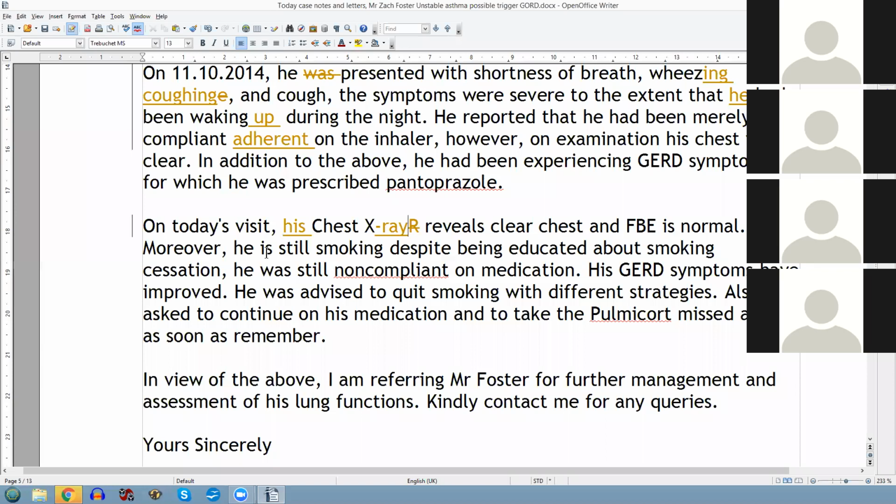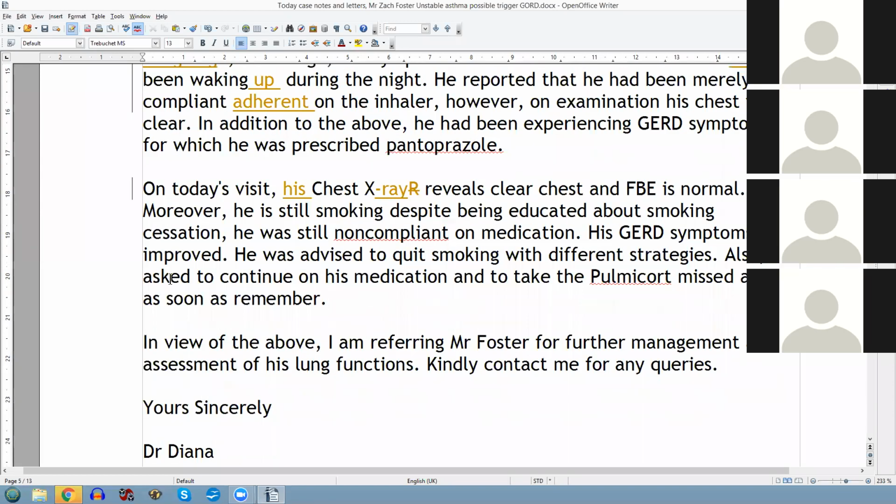Moreover, however, is better. He's still smoking. Despite being educated about smoking cessation, he was still non-compliant or non-adherent on medications. GERD symptoms have improved. Why are there short sentences? He was advised, he asked. You could join this into a couple of sentences. Non-compliant is GERD. Symptoms have improved with quit smoking, with different strategies, has to continue on medication. Also, he asked, and to take the Pulmicort missed a dose.